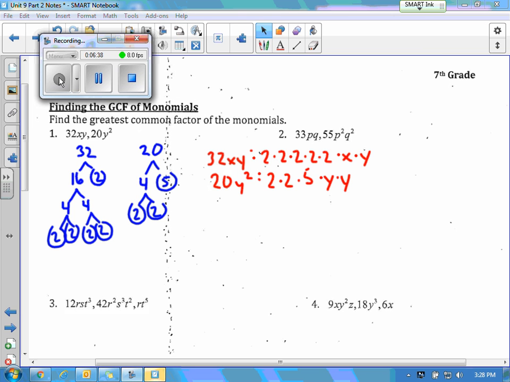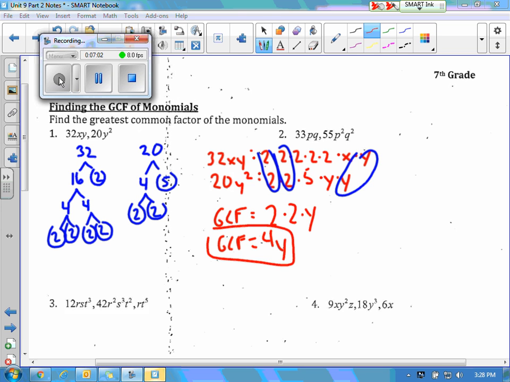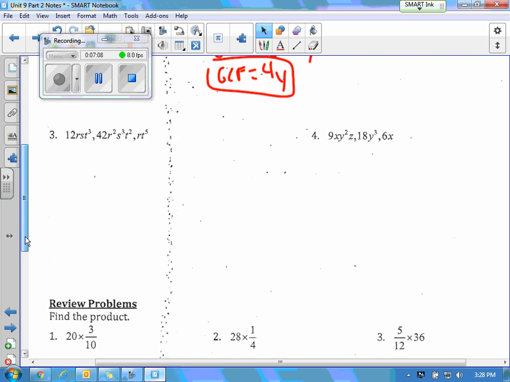So now I need to circle what they have in common. They have a 2 in common, they have another 2 in common, and they have a y in common. So my greatest common factor is then 2 times 2 times y, which is 4y. So my GCF is 4y for this. I'll let you guys do number 2. I'm going to come down here and look at number 3.